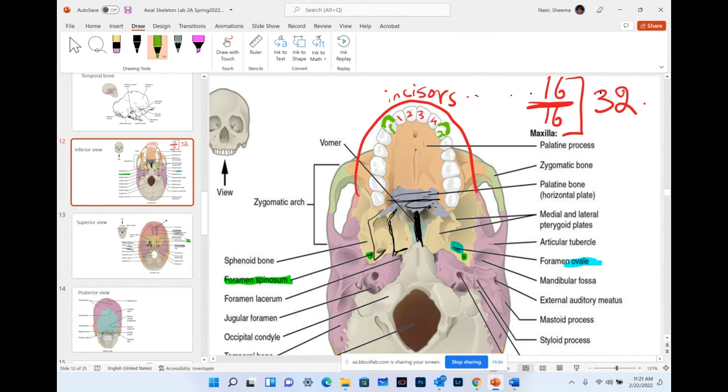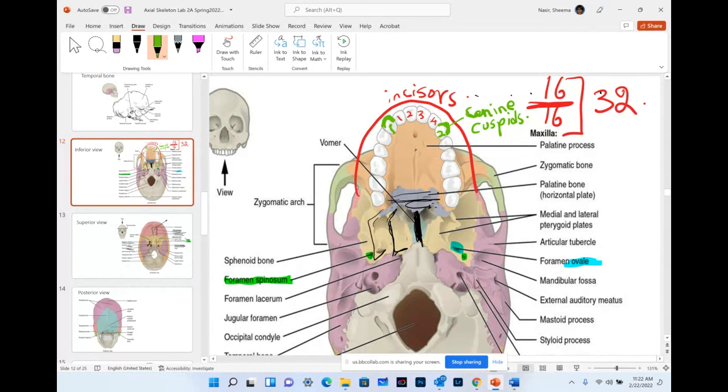Okay, sorry, those are your canines. So these are your canines, or you can also call them cuspids. So 4 incisors, 2 canines or cuspids.